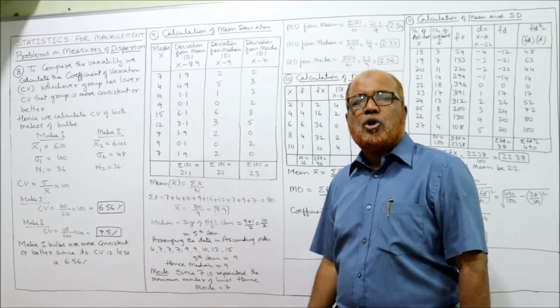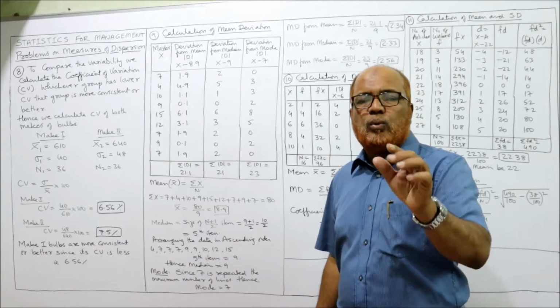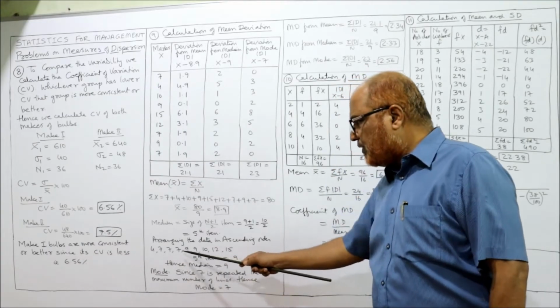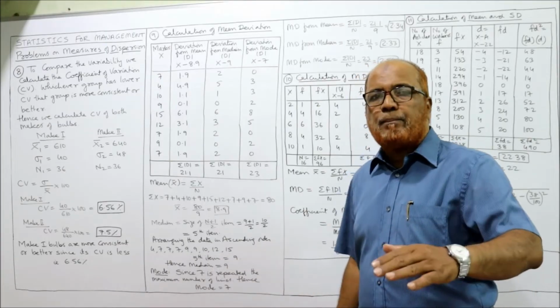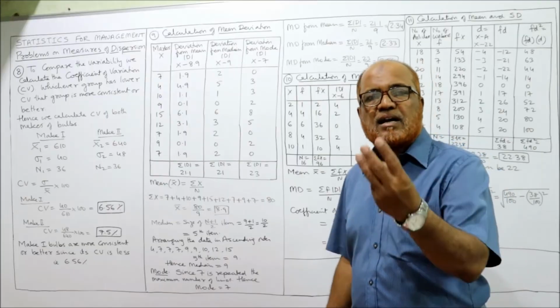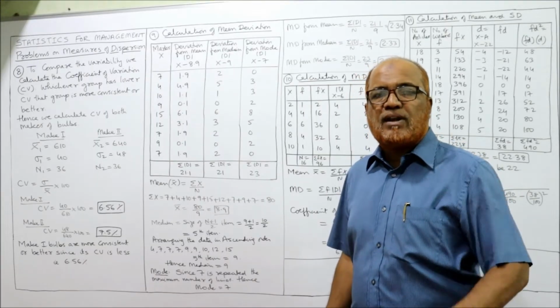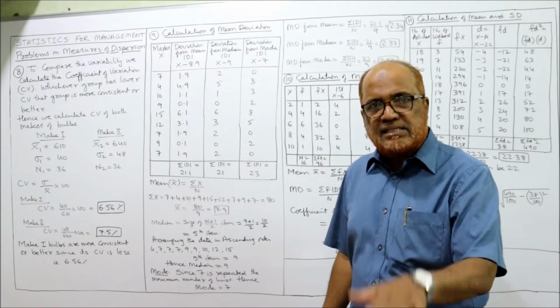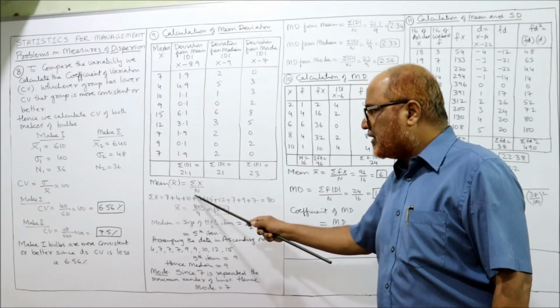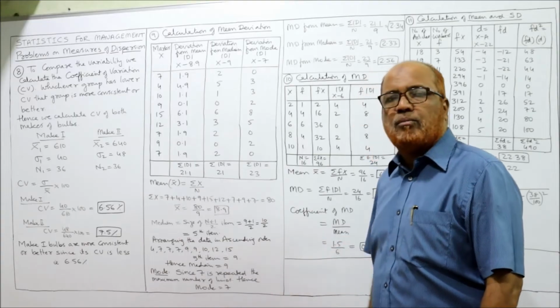Now mode. Mode is that value which occurs the most number of times. So if you observe here, which mark is appearing more number of times? 7. 7 is occurring 3 times, whereas the other values are occurring less than 3 times. So 7 is the mode. So we have calculated mean, median, and mode.